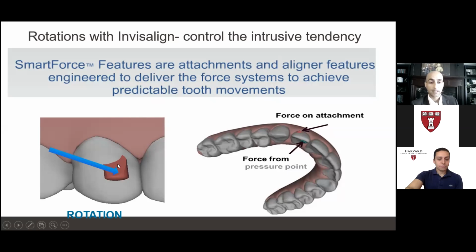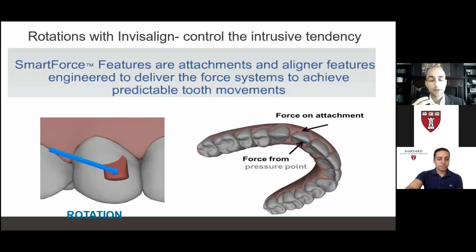When we have a cuspid, let's say this canine is rotating mesial in. I think it's intuitive for us to understand that if we had a vertical attachment here, you could push from the distal to the mesial to help that tooth to rotate mesial in. But this attachment is not designed vertically, it's designed obliquely. If you look at the push surface here, the push surface of this tooth is at an oblique.